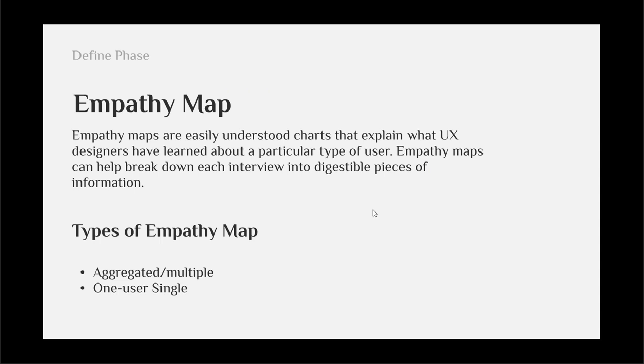Now you're moving on to the empathy map. An empathy map is an easily understood chart that explains what UX designers have learned about a particular type of user. An empathy map can help break down each interview into digestible pieces of information. So at this point, like I said, in the define phase, you are making sense of everything you've gathered from your research and interviews. That's what you are doing.